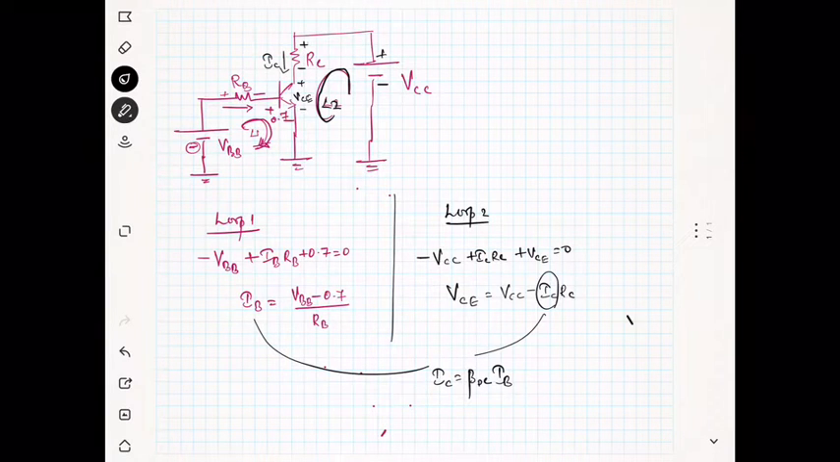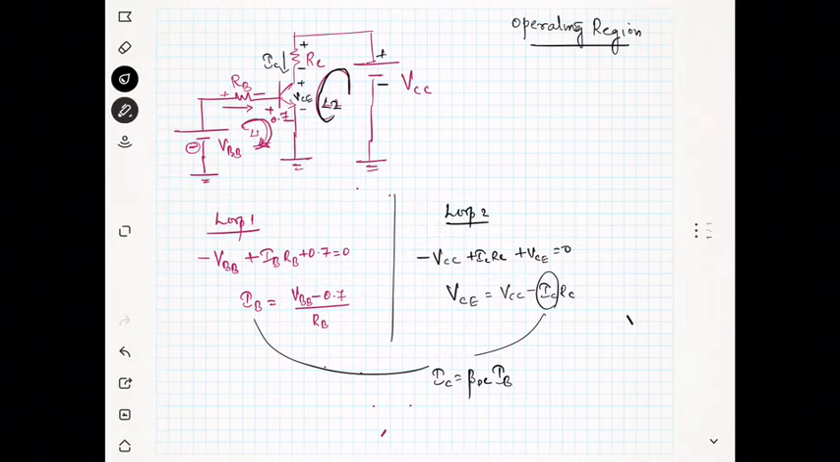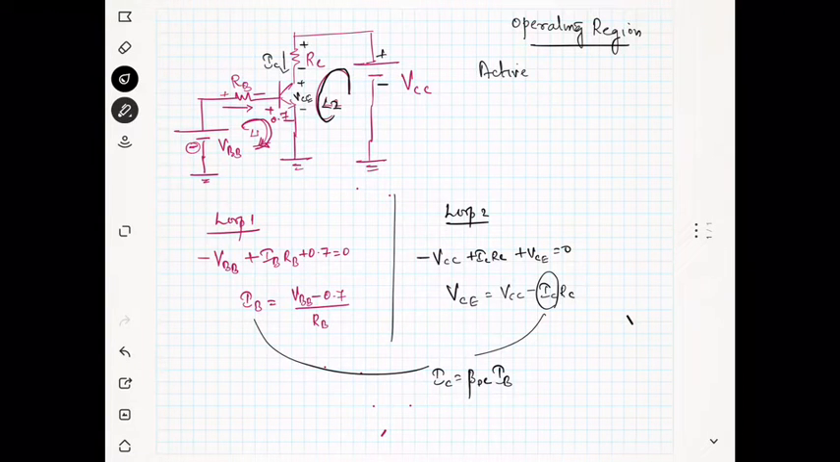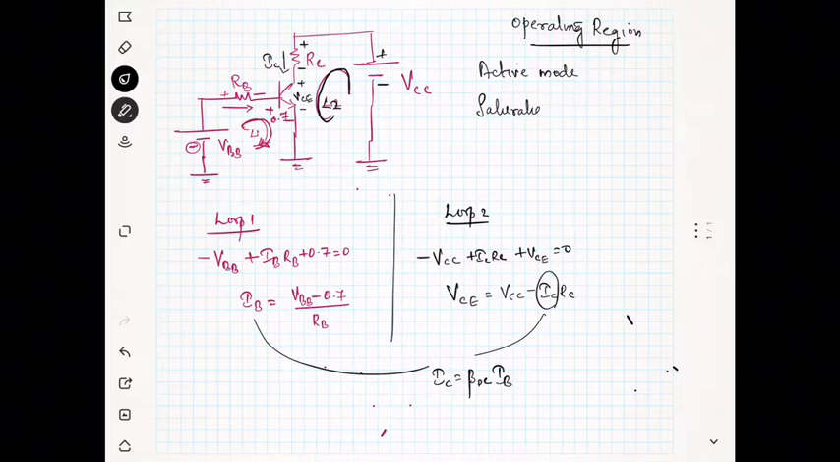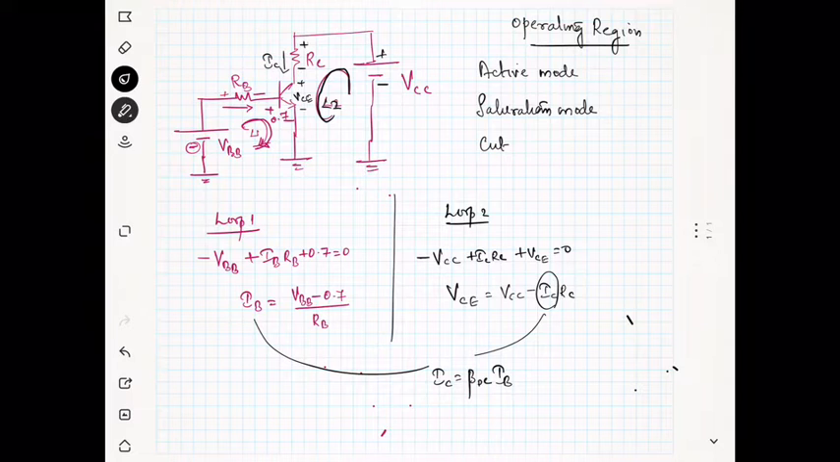So you know that the transistor is having different operating regions. Different modes of operation of a transistor include the active mode, then the saturation mode, and the cutoff mode, right? This we have discussed in the last class.